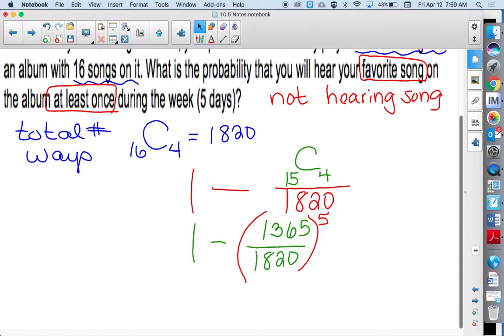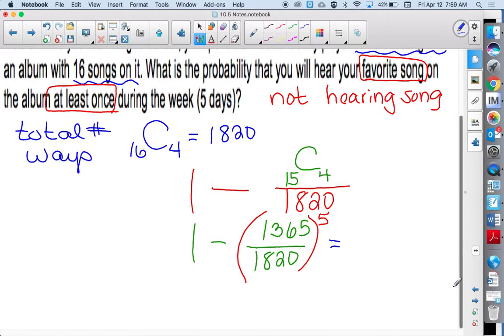So again, we're using complements because we're taking 1 minus the opposite of what we're looking for. And if you take 1 minus the opposite of that value, then you get the at least once during the week. So in your calculator, just be really careful and make sure you're putting that number in parentheses, raising it to the exponent of 5. It's probably going to give you a decimal. I don't know if it puts it in fraction form for you? It does?